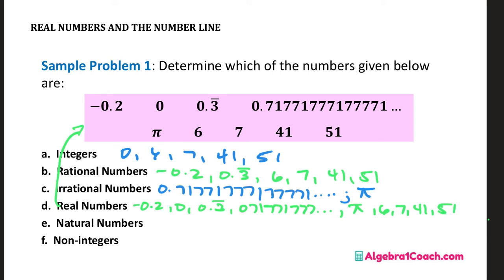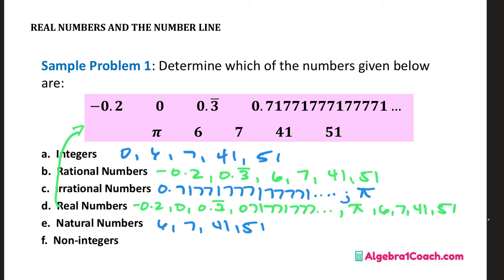Now, the natural numbers. These numbers we use to count. So we don't start counting with 0. So, of course, it's only 6, 7, 41, and 51.